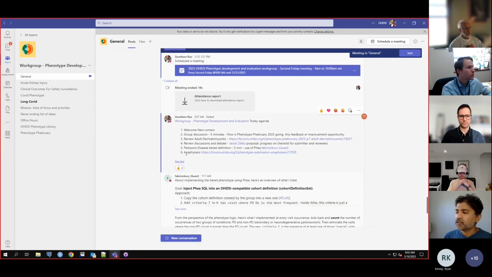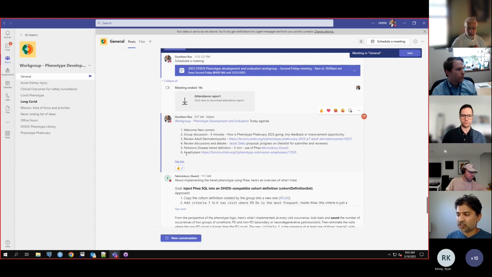Okay, there you go. So the agenda for today is this standing item, welcoming any newcomers. To have a group discussion, we would like to hear your reflections for a total of about 5 minutes about Phenotype February. I would like to go through the status of the phenotypes. We have an idea of attempting to discuss the phenotype of adult dermatomyositis today. Then review some other action items that we talked about.